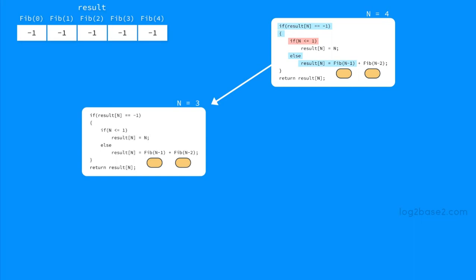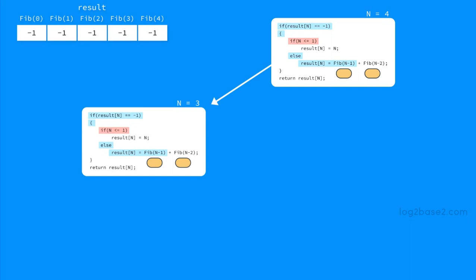So fib of 3 will be called, and here first we will check if result of n equal to -1, and it is. So we need to compute the result. So check if n is less than or equal to 1. Since n equal to 3, it fails. So the else part will be executed. And here again we have two recursive calls, fib of n-1, that is fib of 2, and fib of n-2, that is fib of 1. And the first recursive call fib of 2 will be executed first. And the second recursive call fib of 1 will wait until fib of 2 finishes its job.